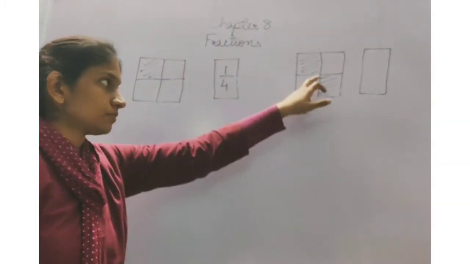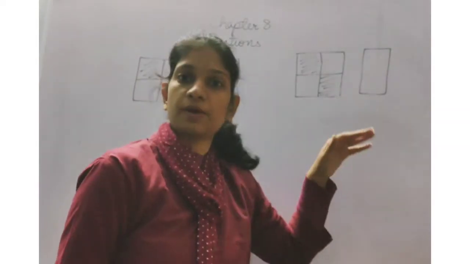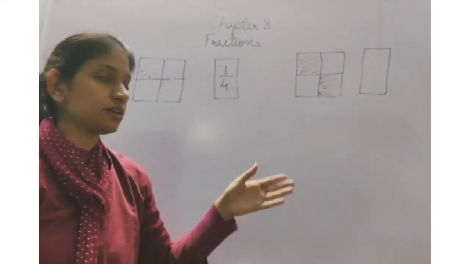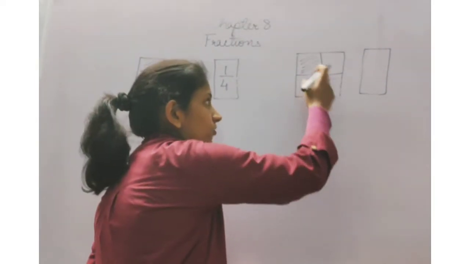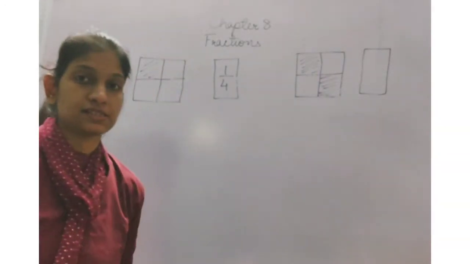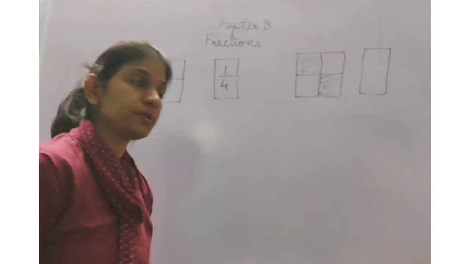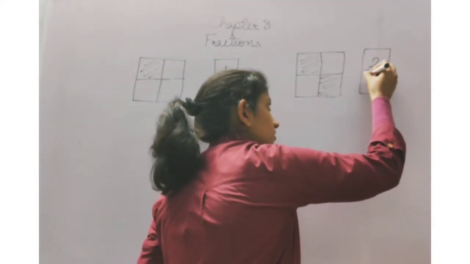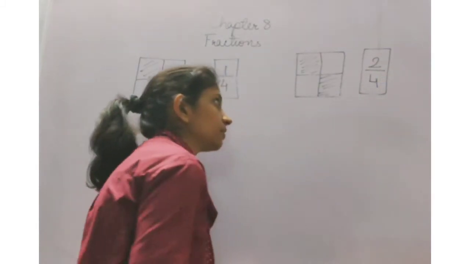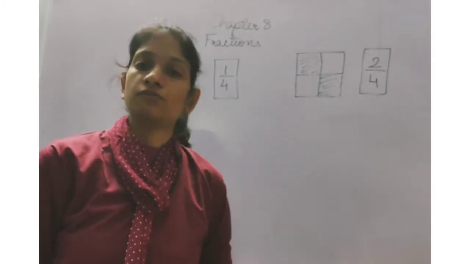And now similarly for your brother or for your sister also, your mother packed another sandwich and she cut it into 4 pieces. Now your sister ate 2 pieces out of these 4 pieces. So what will be the fraction in that case? 2 upon 4 or 2 by 4. In this case, the fraction will be 2 by 4.